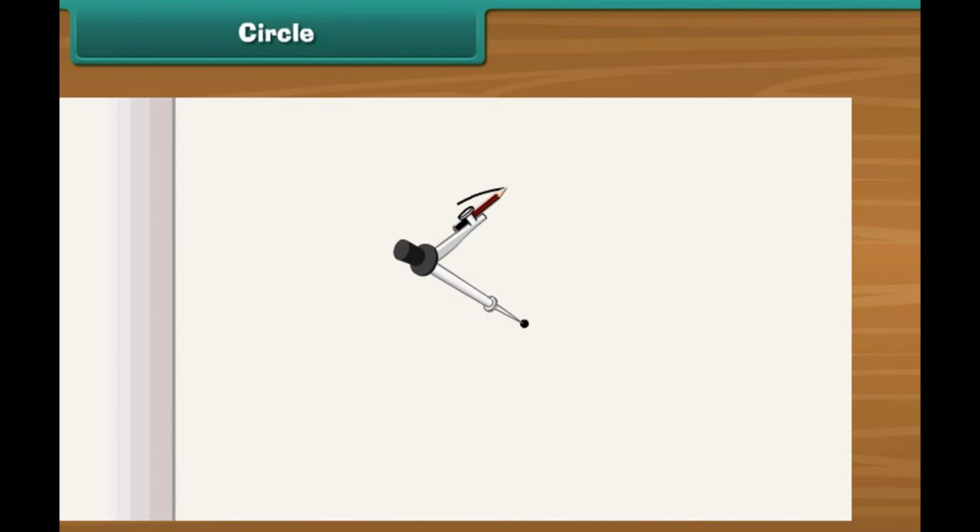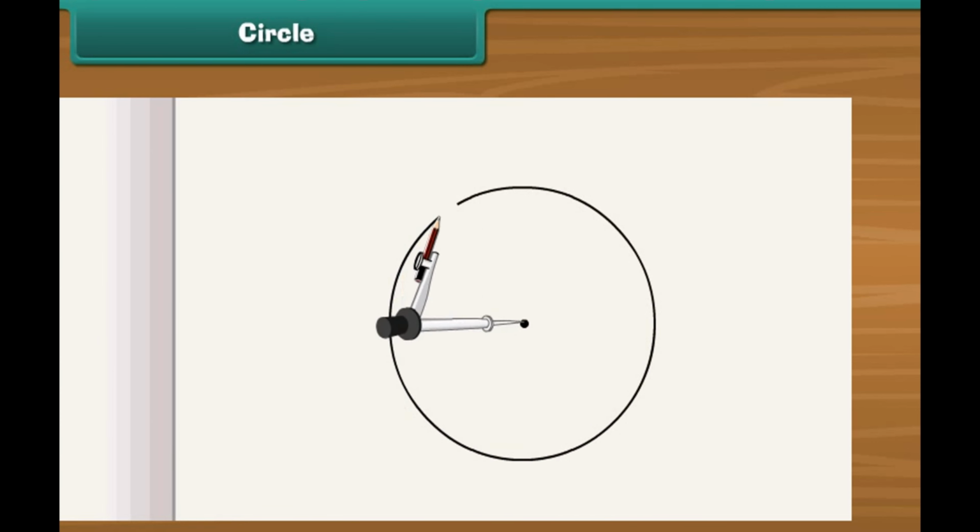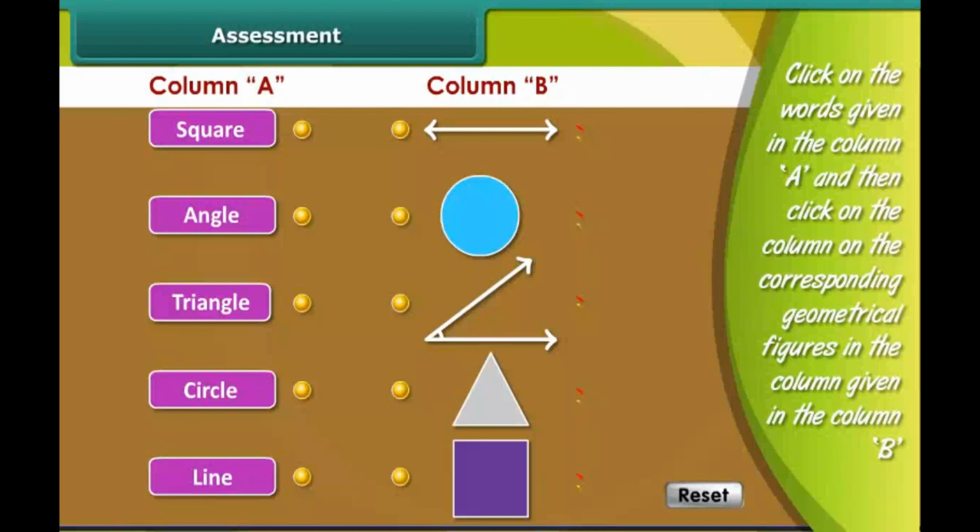A circle of a given radius can be drawn with the help of a compass. Click on the words given in the column A and then click on the corresponding geometrical figures given in the column B.